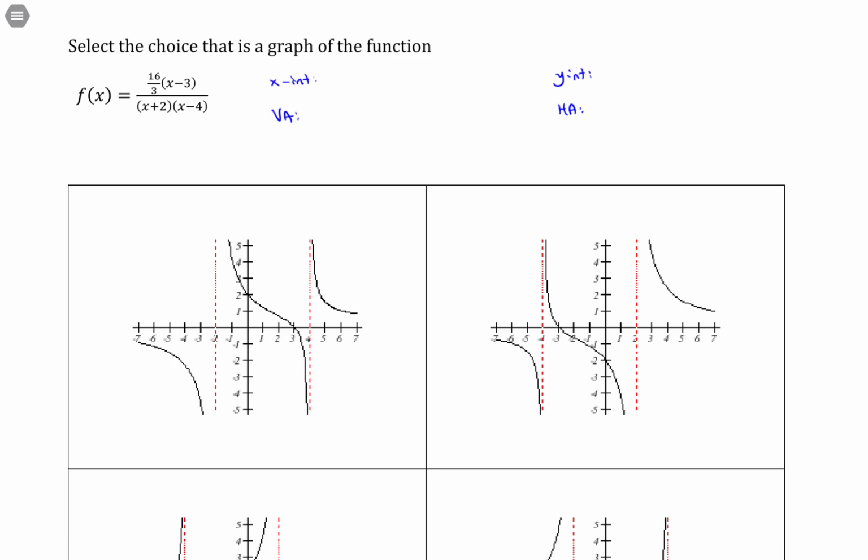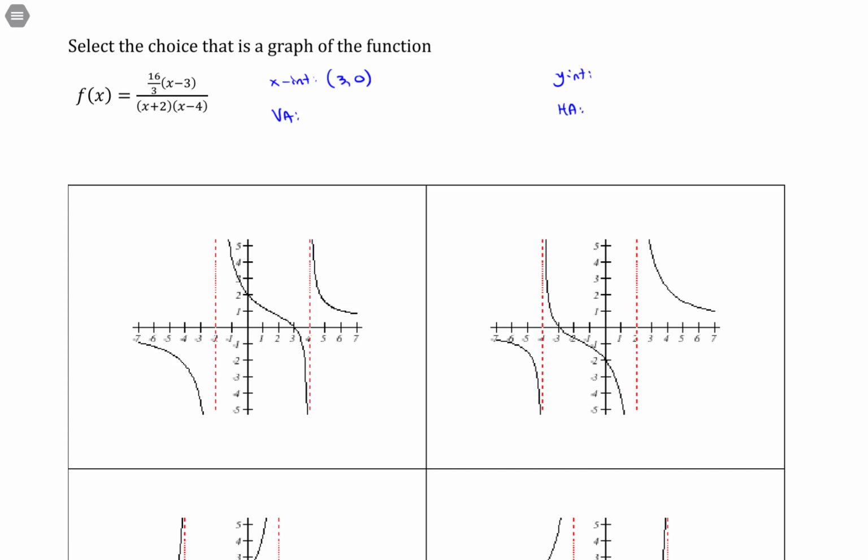Some of these you can get more quickly than others. We may not need all of them, so let's get the easy ones first. x-intercepts are pretty easy, especially if we're given the polynomial in factored form. So the x-intercepts here, if I take x minus 3, that factor, set it to 0, I get positive 3 as an answer. So I have an x-intercept at (3, 0).